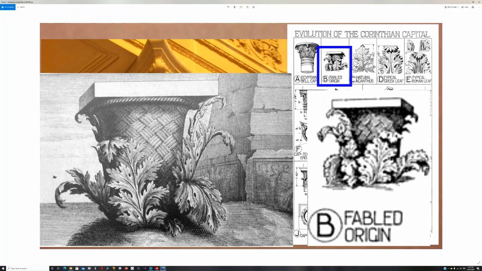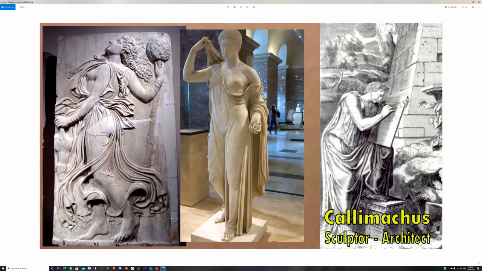So just to zoom in on that, when I zoom in, you lose a bit of the image. So here's another version of that image, and that's the story I'll explain in a moment. And it comes back to the architect Callimachus. He was a sculptor and an architect in the late 5th century BC, very important, influential. And these are some of the types of works attributed to Callimachus.